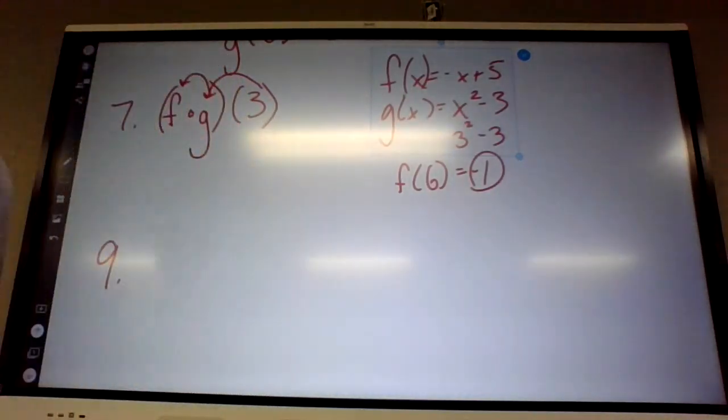Fun inverse stuff. Do you guys remember what inverse functions were? Nope. They were functions where you switch the x and the y value.